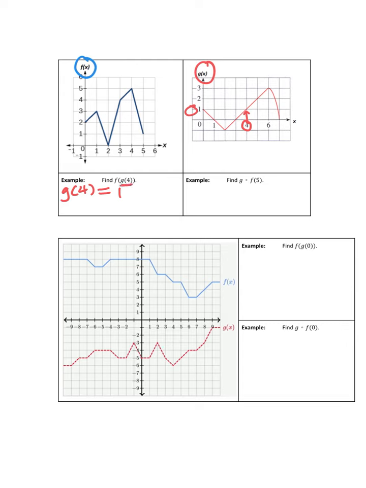Now, we're done working with the g of x function graph, so we're going to go ahead and work on the f of x graph. So now I'm going to find f of 1 using that output we just found. So here's 1 on the f graph, follow it to the actual function, and that equals 3. So my final answer of f of g of 4 is that answer we just found, which is 3.